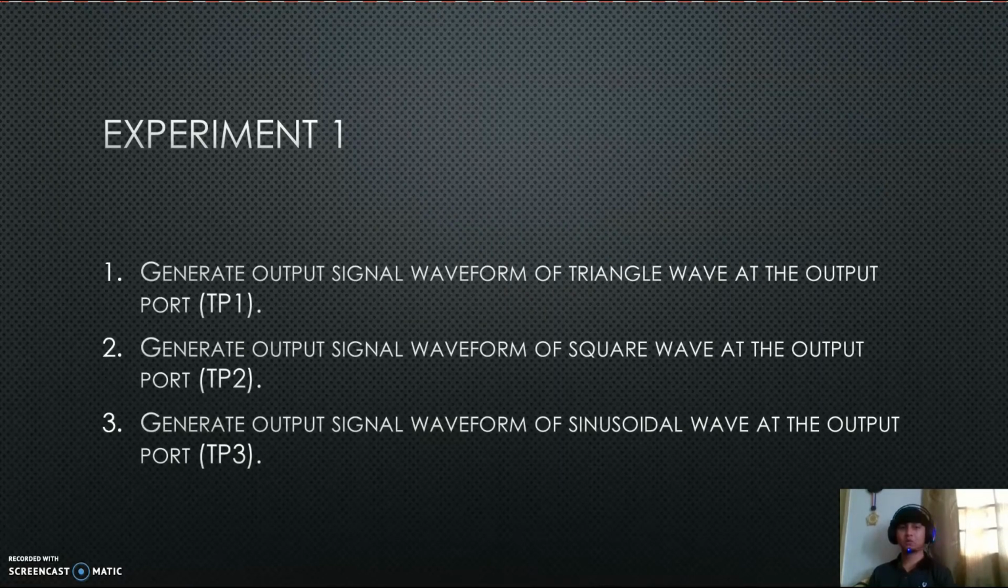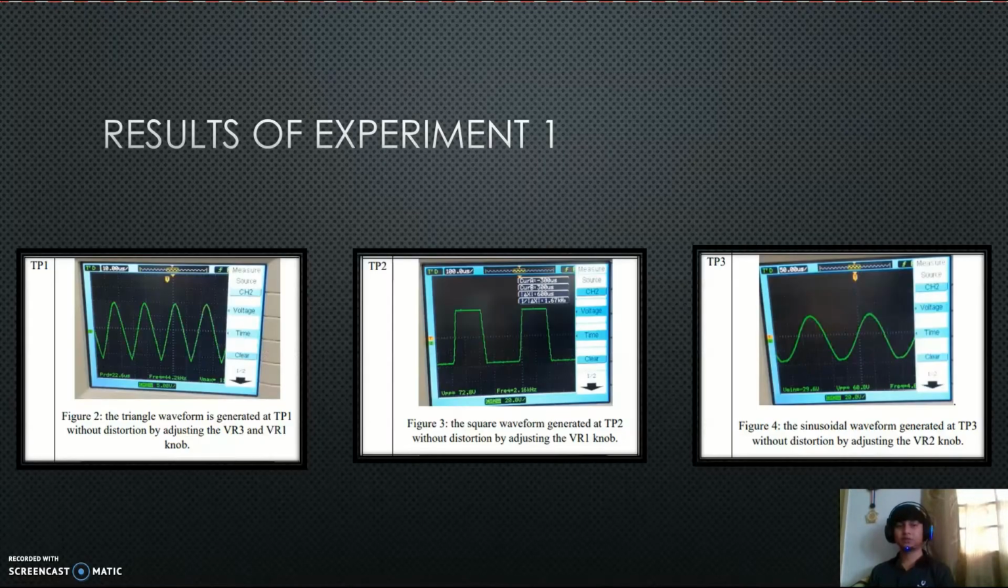For experiment 1, we need to generate the output waveform of a triangle wave at output port TP1, a square wave at output port TP2, and a sinusoidal wave at output port TP3. The results from this experiment are shown in these three figures, where the triangle waveform can be clearly seen in the first picture.